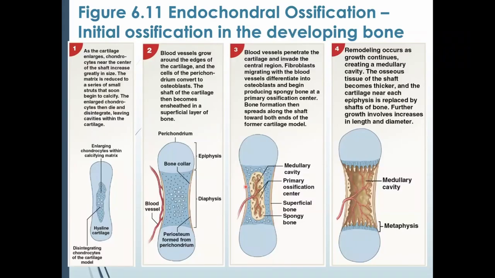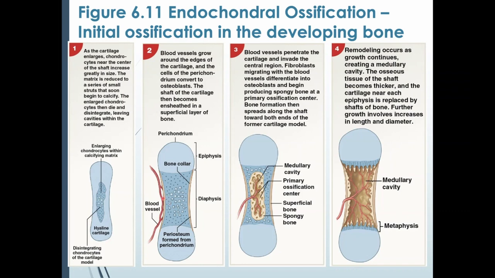So let's take a peek. So this is going to be that hyaline cartilage, and you can see enlarging of chondrocytes, which are cartilage cells, within calcifying matrix. So you're starting to get calcification. So as the long bone grows, okay, you can start to see the epiphysis be distinct from the diaphysis, okay? Because you actually are going to have a distinction of that epiphyseal line.